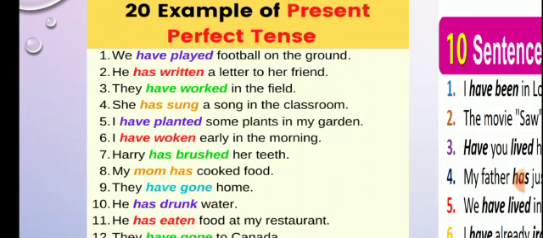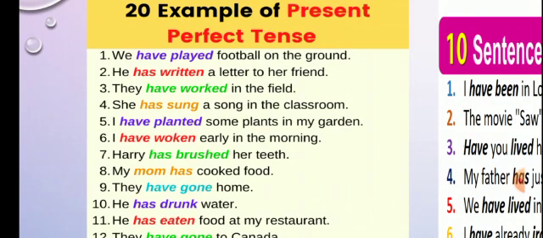We have played football on the ground. He has written a letter to her friend. So there you can see, according to the subject, have and has, it is changed. First sentence, we is a plural subject. So they have put have.